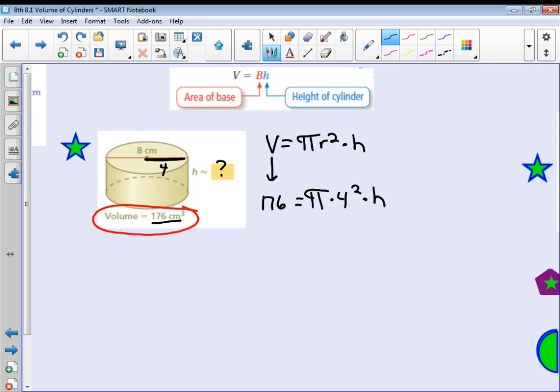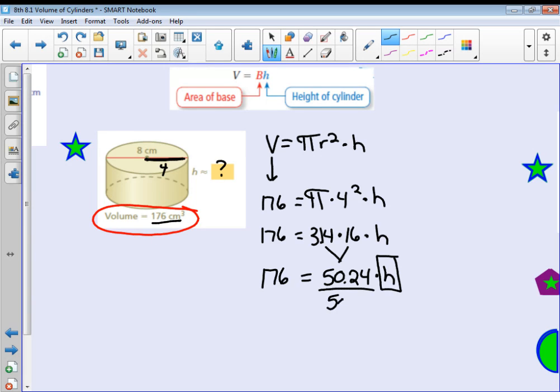Now because they did not go through and actually do the back end with the pi symbol, we're going to go ahead and do pi as 3.14, and then we'll just round our answer. 3.14 times 16 times our height equals 176. So 3.14 times 16 gives me 50.24 times our height equals 176. Now, because we want h to be by itself, it was multiplying, so we're going to divide by 50.24 to cancel it out.